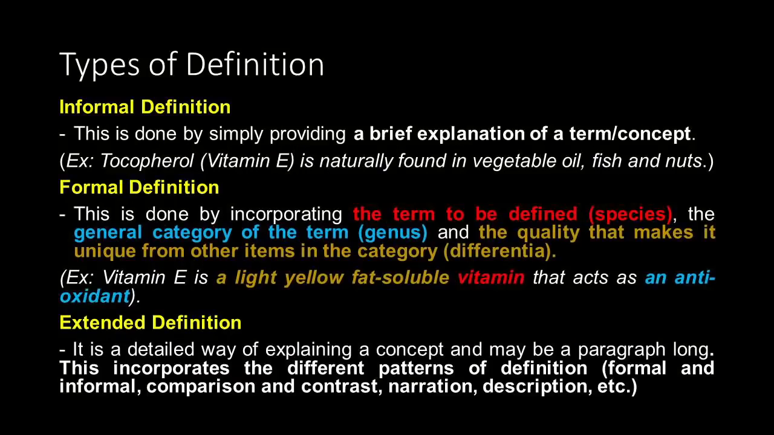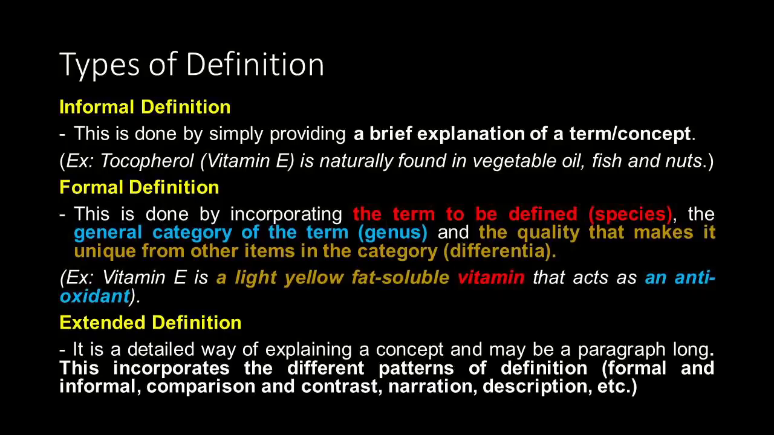For informal definition, all you have to do is fulfill the bare necessities. First is the term to be defined, and then the next part is the brief explanation or exposition of the term or a concept. As exemplified here, tocopherol or vitamin E is naturally found in vegetable oil, fish, and nuts. This is the informal definition.